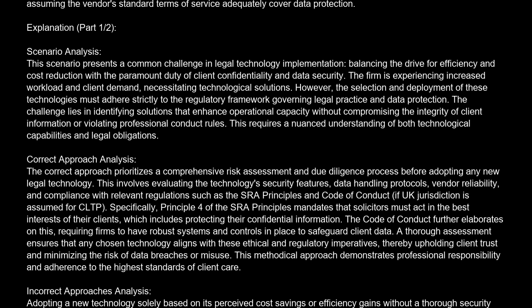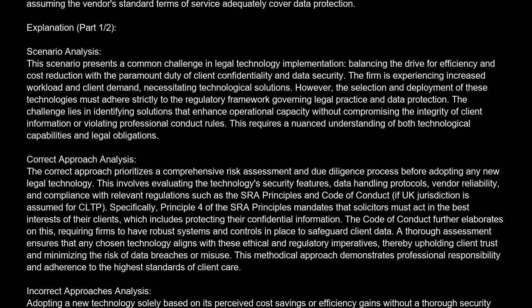The firm is experiencing increased workload and client demand, necessitating technological solutions. However, the selection and deployment of these technologies must adhere strictly to the regulatory framework governing legal practice and data protection. The challenge lies in identifying solutions that enhance operational capacity without compromising the integrity of client information or violating professional conduct rules. This requires a nuanced understanding of both technological capabilities and legal obligations.